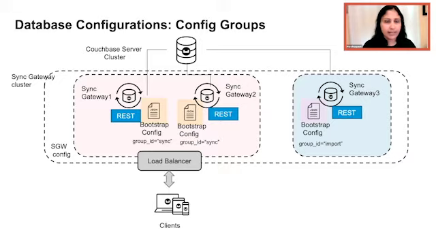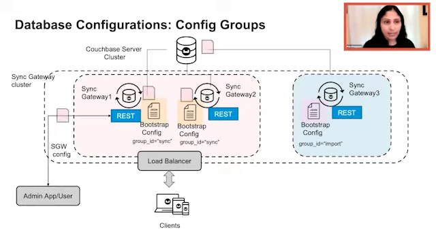Now we'll configure Sync Gateway 1 and Sync Gateway 2. You would do that through the REST endpoint. The database that you create through the REST endpoint is persisted in the bucket. It's applied to Sync Gateway 1 and Sync Gateway 2, which belong to the sync group. But you can see in this animation, it doesn't apply to Sync Gateway 3 because it belongs to a different group.